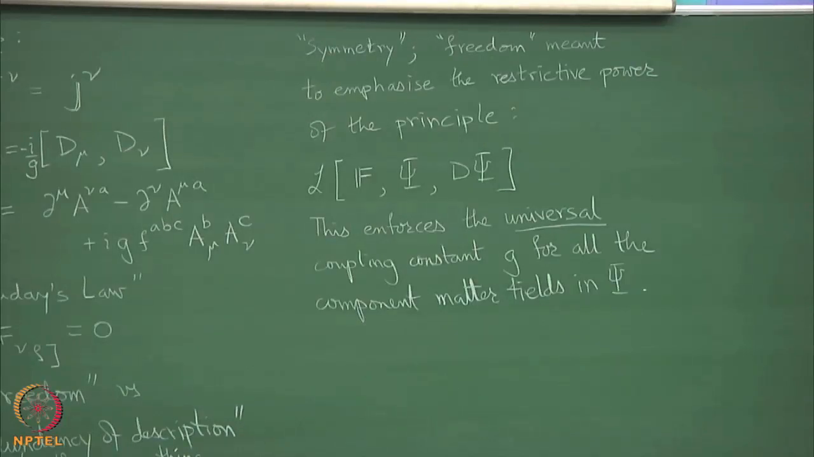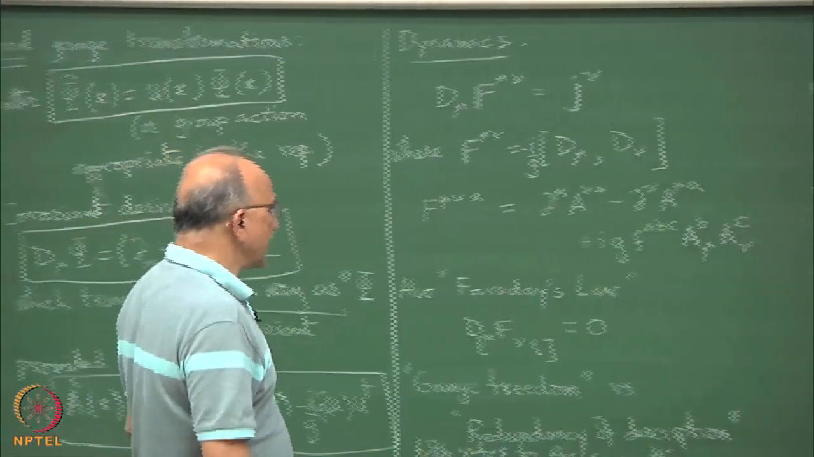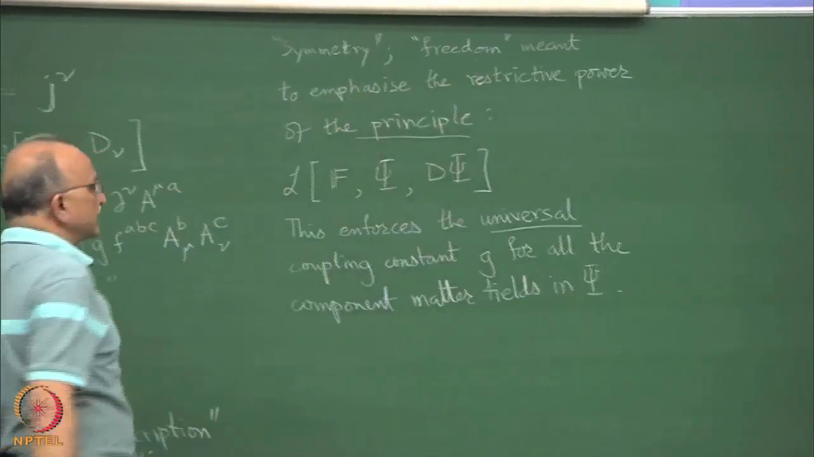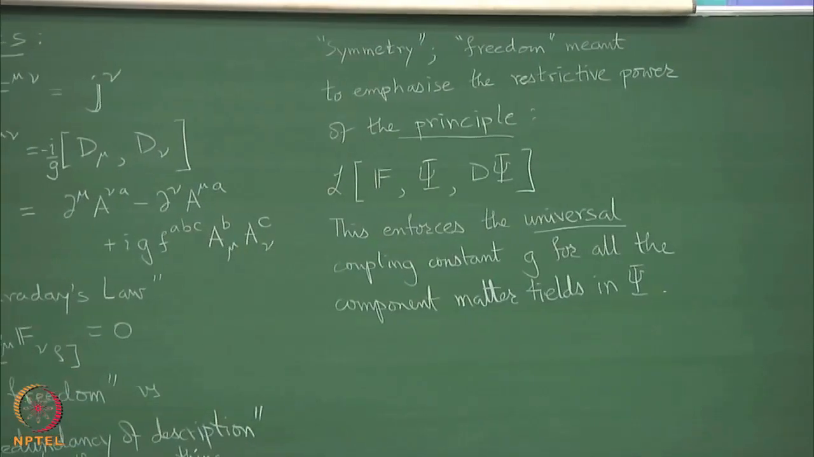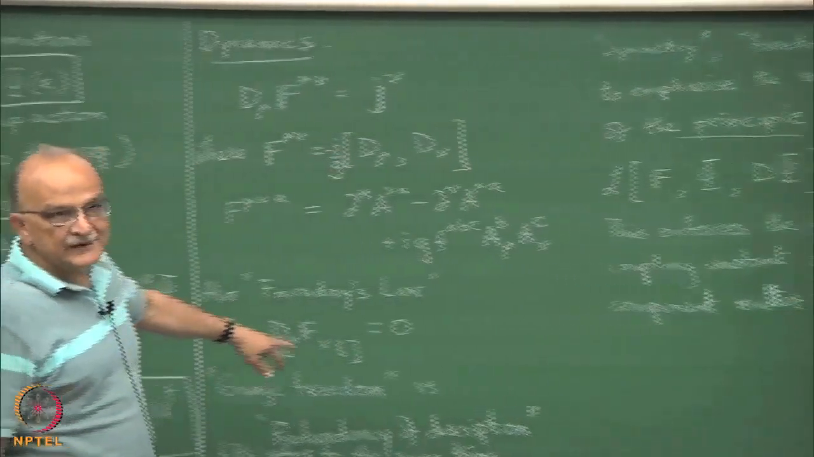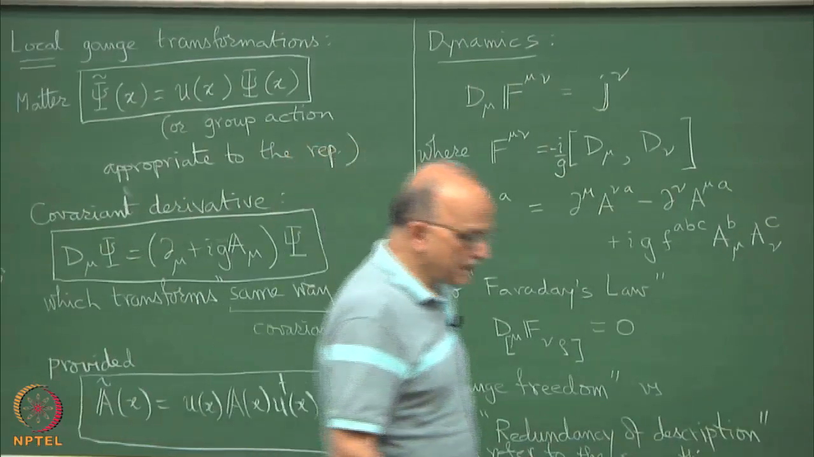So whether you have a neutrino, which has mass 0 as far as weak interactions are concerned, or you have the top quark, which has mass 176 GeV, their coupling to the gauge bosons W plus minus and Z is exactly the same number. So the entire generation of fermions all have exactly the same G. That is the power of this principle, and that is when people try to think of positive words like it is a symmetry, it is a freedom in the gauge fields and so on. But if we now begin to do the dynamics, then we see the nuisance that this creates, and that is where we observe that it is actually a big redundancy in the description. So we begin with that now.